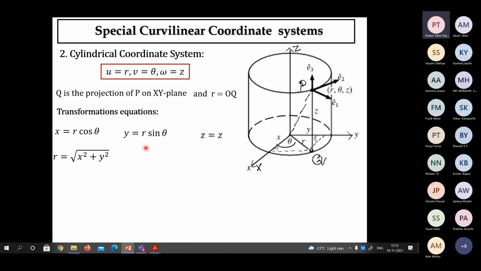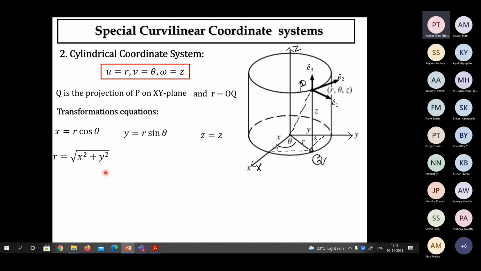Now, from these two expressions, you can find r also. That means the reverse. If you know the Cartesian system, how will you find the cylindrical coordinate system parameters? For that, we will see this. By combining these two, you have cos theta here, you have sin theta here. So you square and add these two. You get r square cos square theta plus r square sin square theta, which is equal to r square. That means on the left hand side, you get x square plus y square. You take a square root, you get r, which is equal to square root of x square plus y square.